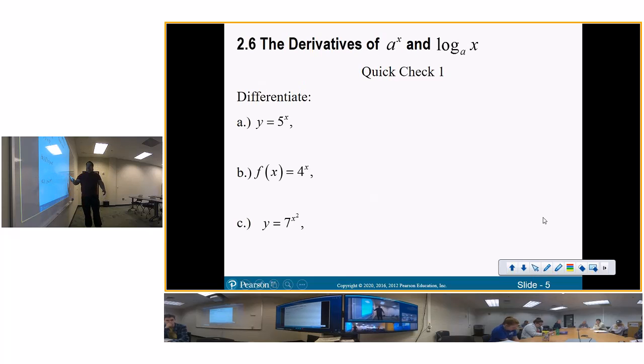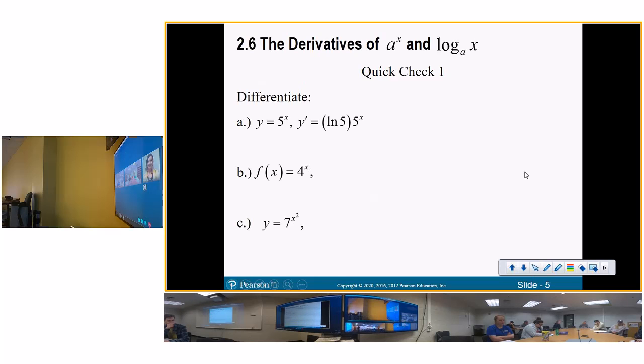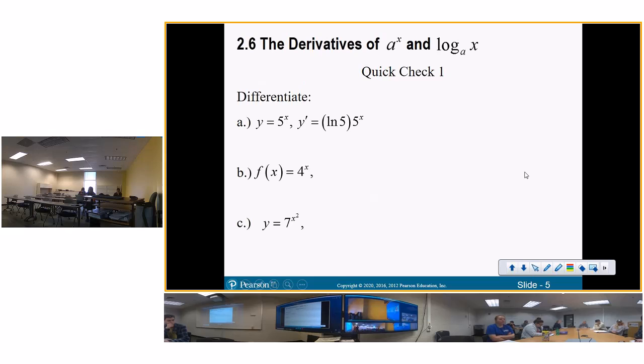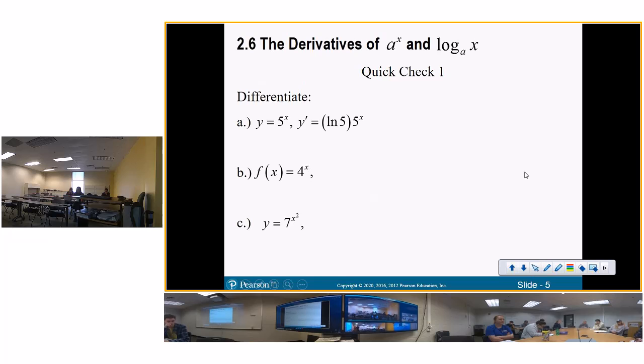So that's a quick check. That's just what we did. Oh, these are the same? Yeah. So that one would be natural log of 5 times 5 to the x. Natural log of 4 times 4 to the x. Be careful: natural log of 7 times 7 to the x squared times 2x. There's a 2x at the end. So the chain rule kind of helps out, but it also gets you because you forget about it.